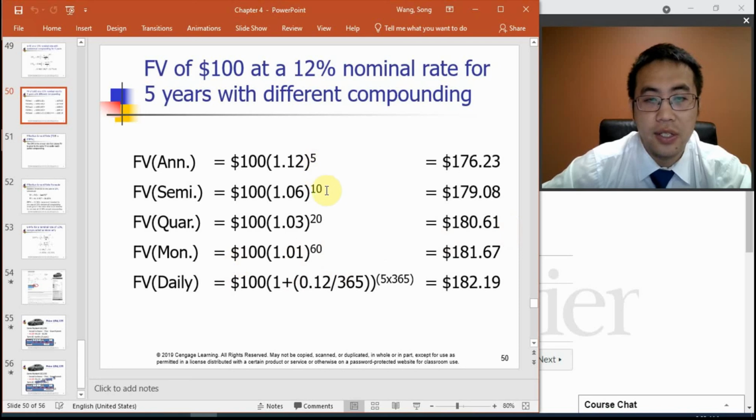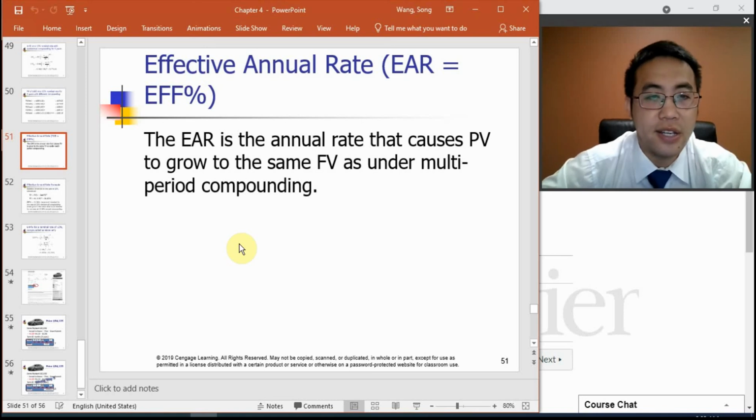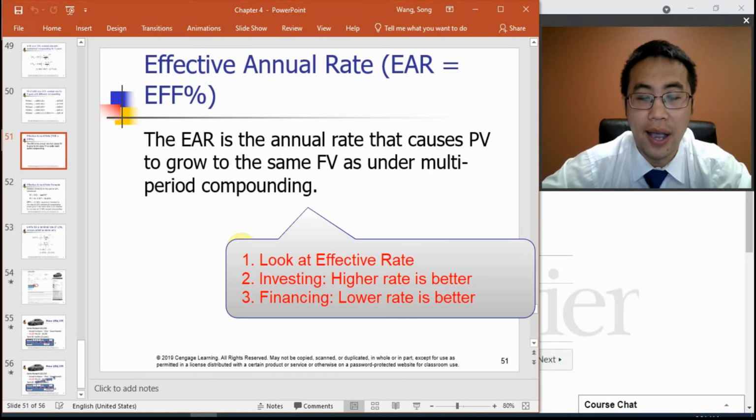As the frequency increases from the top to the bottom, you can see that your future cash flow would get larger and larger. And this idea is called the effective annual rate, and that has an important implication in our finances and investment. The effective annual rate is the rate we're gonna look at the very end, no matter what the given rate is. And you also need to be very careful what position you're taking here. If you're an investor, you look at the effective annual rate, then you want the rate to be as high as possible. As investors, we want a higher return.